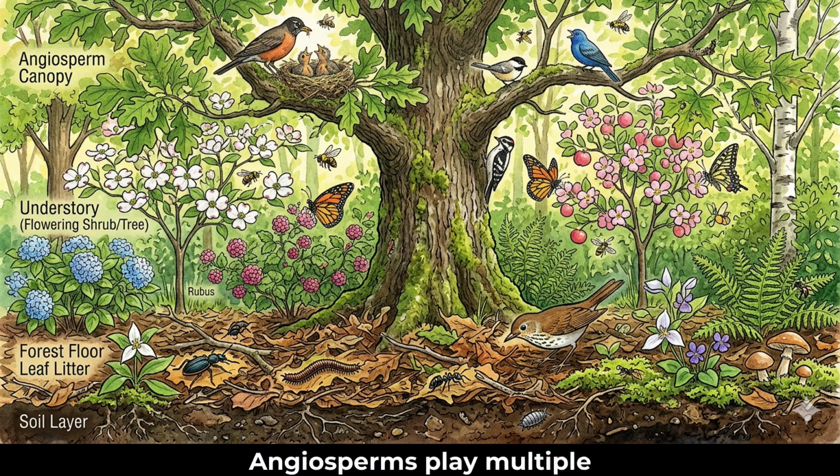Angiosperms play multiple roles in ecosystems. Their flowers support pollinators, fruits feed animals, and fallen leaves contribute to nutrient cycling and soil enrichment. Because they occupy such a wide range of ecological niches, they support high biodiversity. Many angiosperms have co-evolved with specific animal species, creating interdependent relationships that shape entire ecosystems.